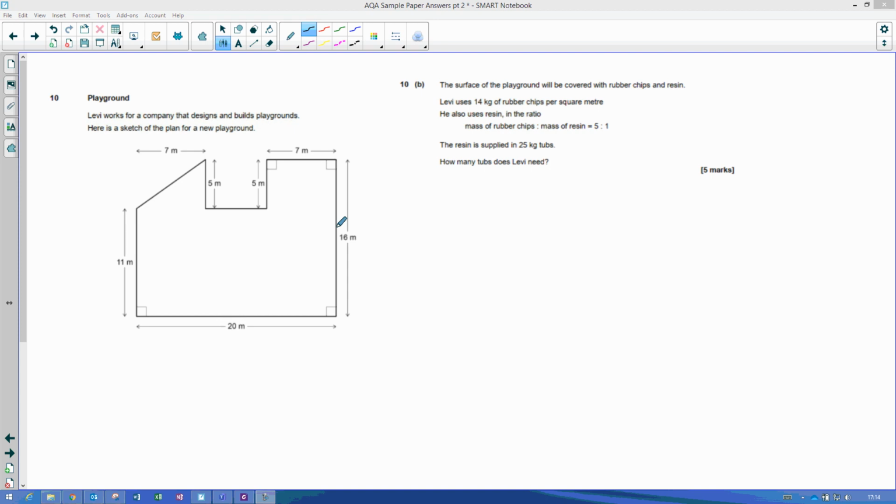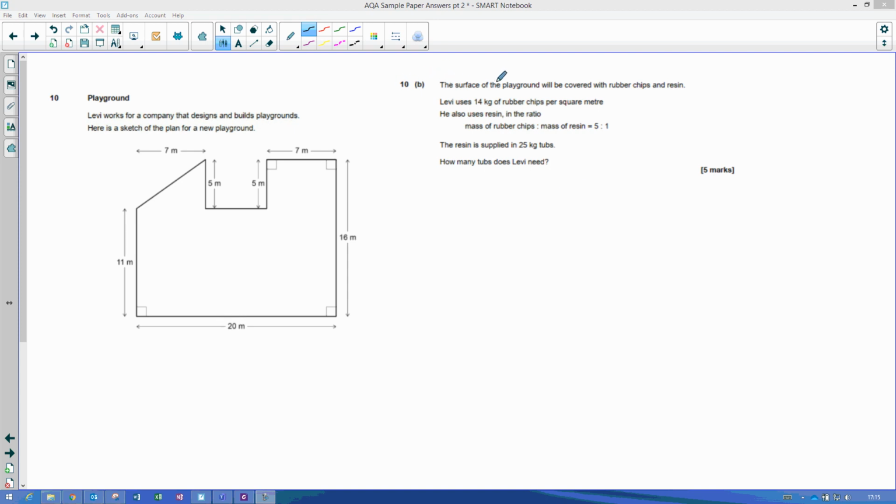AQA Level 2 Sample Paper, Question 10b from the calculator section. So this links back to question 10a. It's the same playground and the same sketch, but we're being asked to work out something else. This is a 5-mark question, so we're now getting into slightly more complicated questions with a few more steps. So let's read what we've got to do.